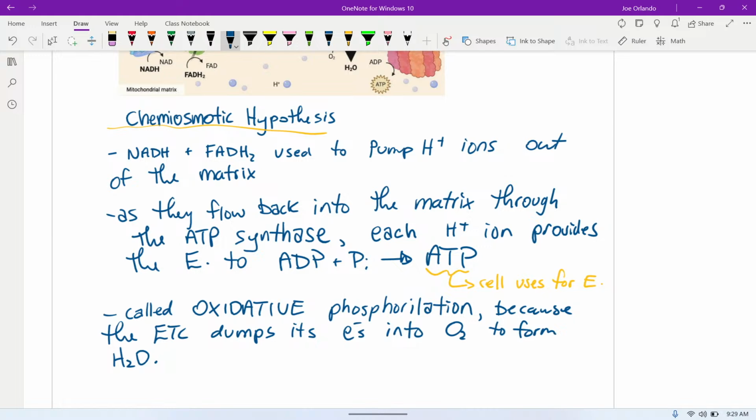And if the pumps stop, H plus stops getting pumped out of the matrix, which means they stop falling back into the matrix, which means that beautiful ATP synthase clown head of a molecule stops spinning, which means we stop producing ATP, which means our cells don't have energy, which means we die. Which is why if you don't breathe oxygen constantly, you'll die, because your cells won't have oxygen to grab the electrons from the end of the electron transport chain, and the whole system stops.